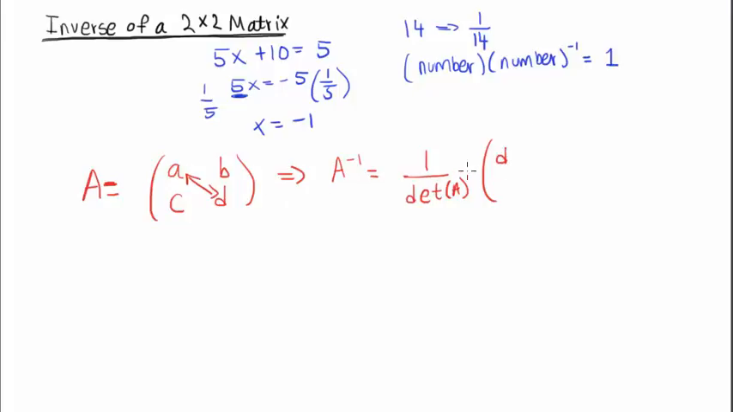So now my first element, instead of being a, is d. My last element, the bottom right element, instead of being d, is now a. And then we take the negatives of the b and the c term. So I'll get negative b out here and negative c out here. Okay, so that's it. This is the formula for the inverse of a 2 by 2 matrix.